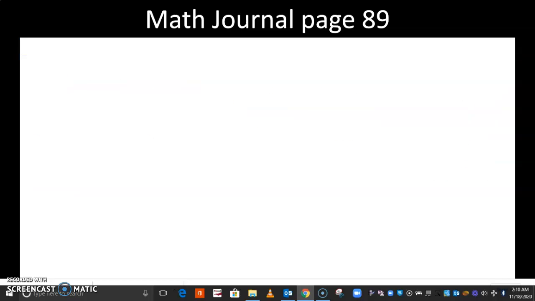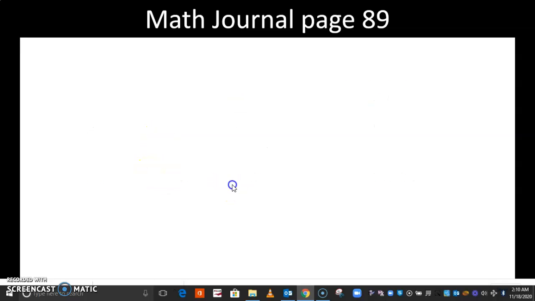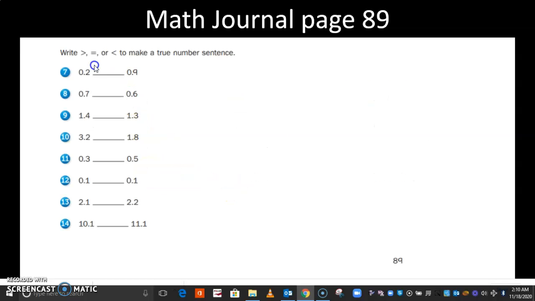Okay, guys, you're going to go ahead and finish the rest of this page. Numbers 4, 5, and 6. Color part of each circle to show this decimal, then name the fraction. So 0.1 would be 1 piece colored in here, and it would be 1 out of 10, right? And down here, we're just doing these more than, equal to, or less than signs. Okay, if you need help, let someone know that's in the room, guys. Good luck.